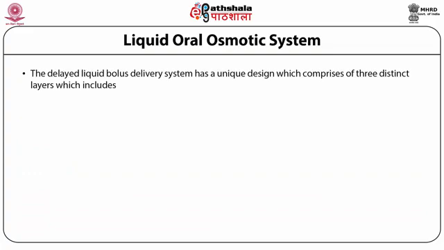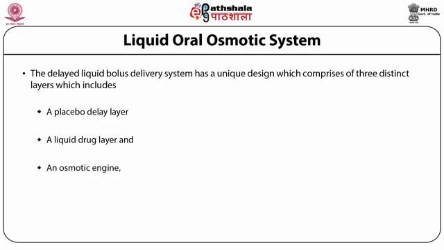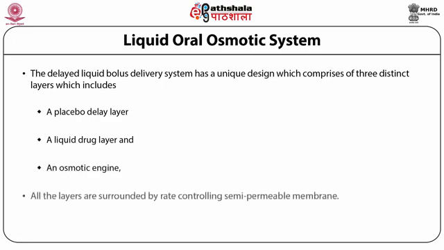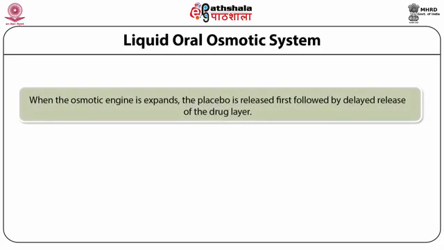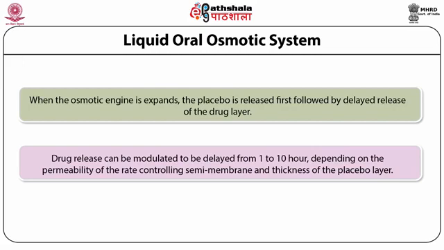The delayed liquid bolus delivery system has a unique design which comprises three distinct layers: a placebo or delay layer, a liquid drug layer, and an osmotic engine. You will learn later about all these layers. All these layers are surrounded by a rate controlling semi-permeable membrane, which is common like any other osmotic controlled drug delivery system. The device orifice is drilled on the placebo layer end of the capsule shaped delivery device, on the top of the capsule. When the osmotic engine expands, the placebo is released first, followed by the delayed release of the drug layer. Drug release can be modulated to be delayed from 1 to 10 hours, depending on the permeability of the rate controlling semi-permeable membrane and the thickness of the placebo layer.